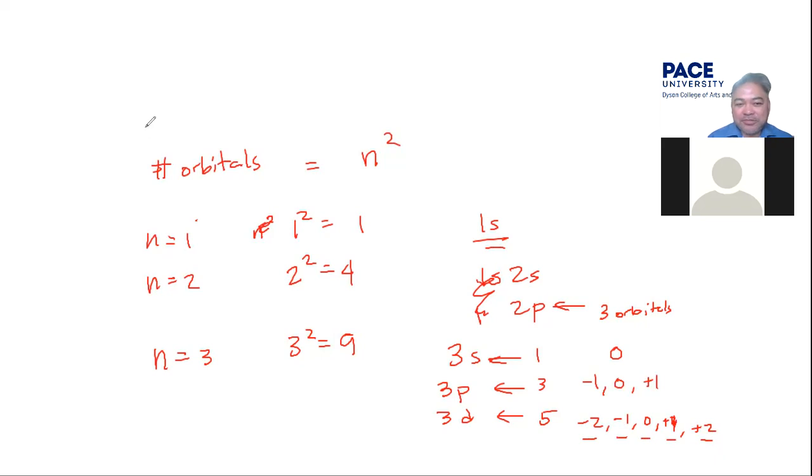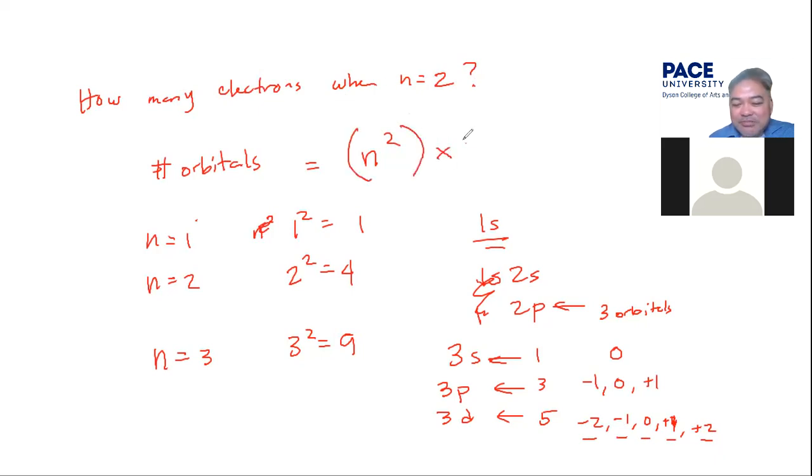Because you can also be asked, how many electrons when n is equals to 2? So what do you do if it asks how many electrons? Whatever n squared is, you just multiply by 2. Why? Because each orbital can accommodate at most 2 electrons.